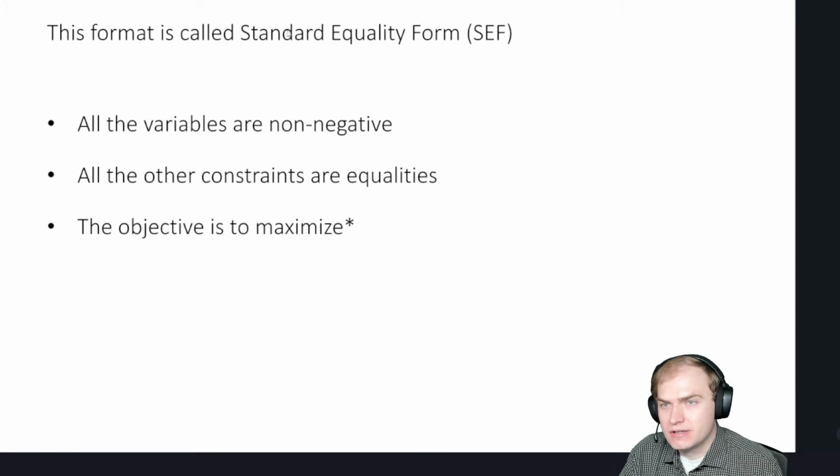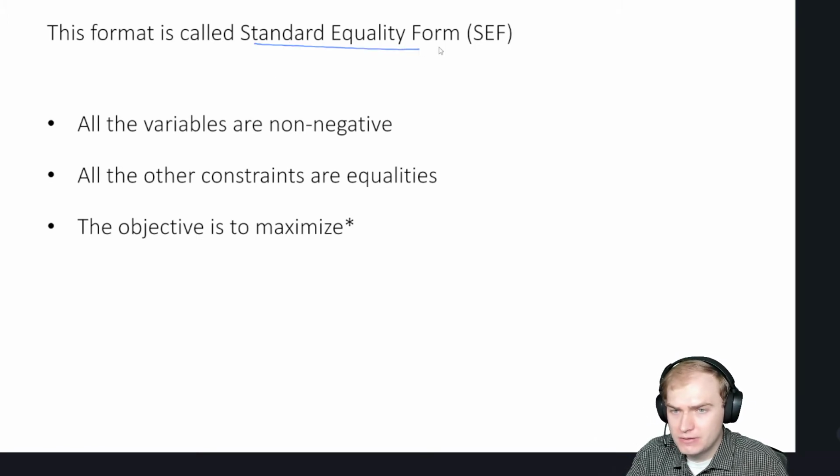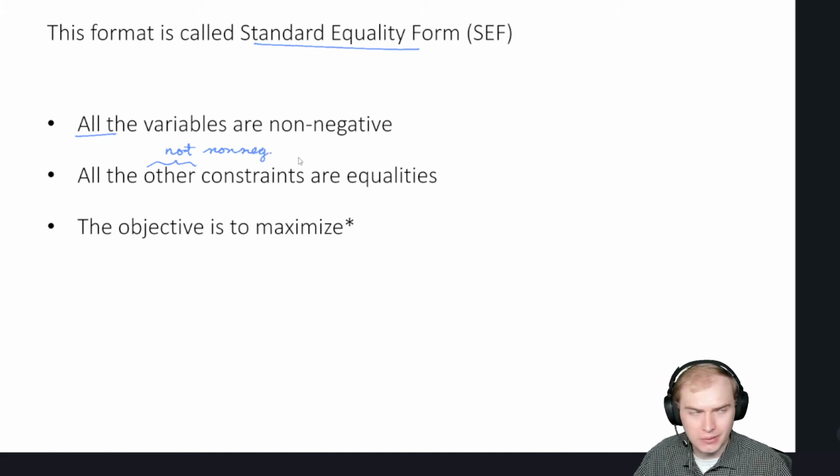So this is called standard equality form, as I've said a few times. And the aspects of standard equality are that all variables are non-negative. So that includes slack and decision variables. Every constraint that is not non-negativity constraints are equalities or equations.